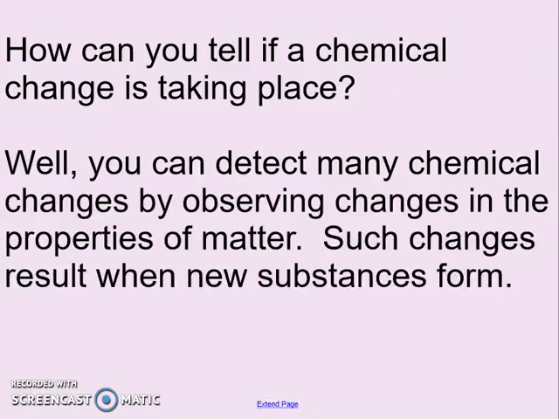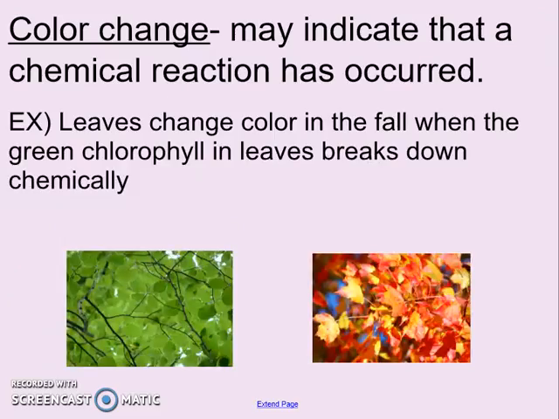So how can we tell if a chemical change is taking place? There are 4 specific signs that we want to look for. The first being color change. This is going to be indicating that a chemical change has occurred.